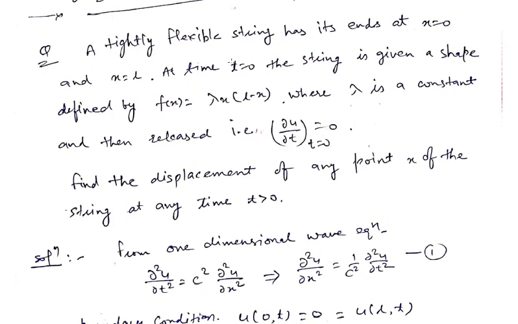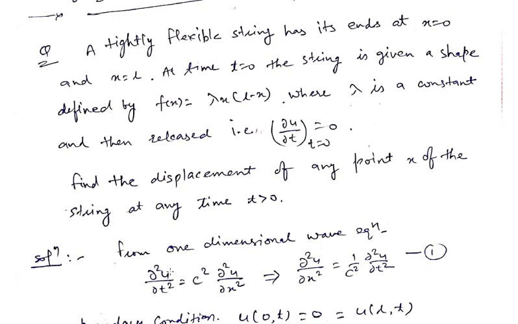Also it's given that the tightly flexible string has its end points at x = 0 and at x = L. So at x = 0 and at x = L, u will be 0. Now we are to find the displacement of any point x of the string at any time t greater than 0.